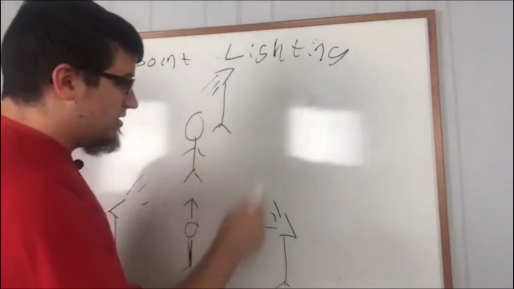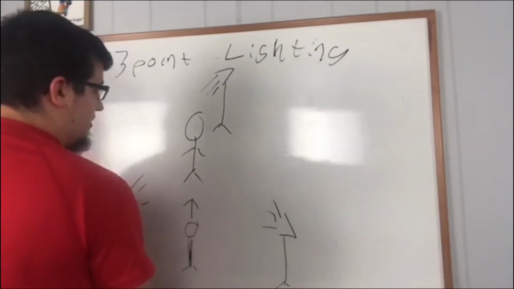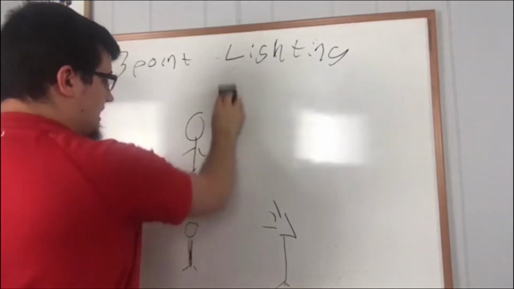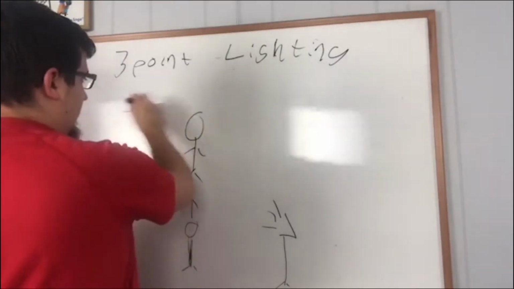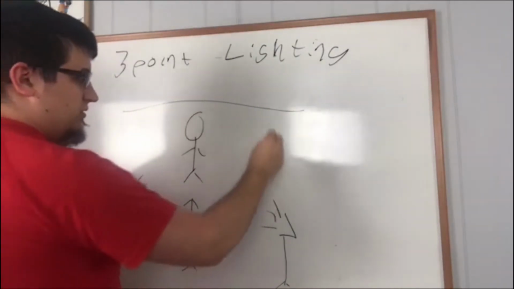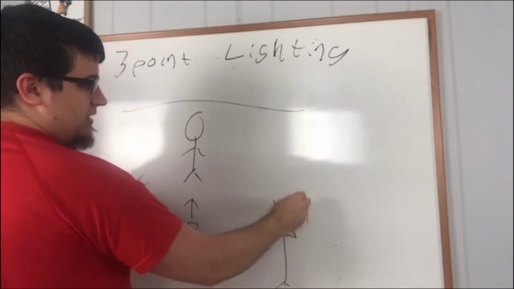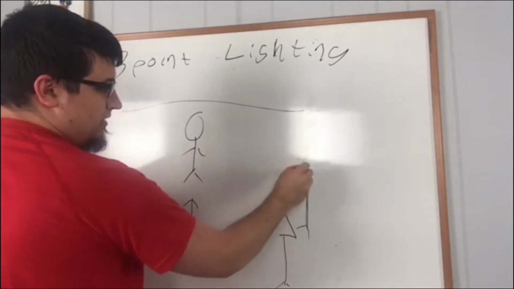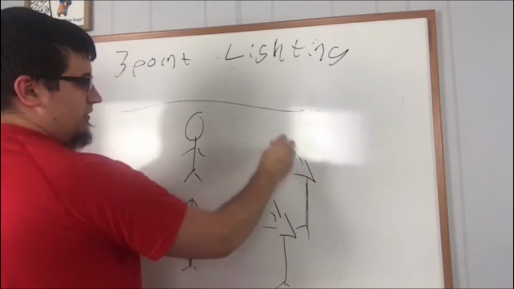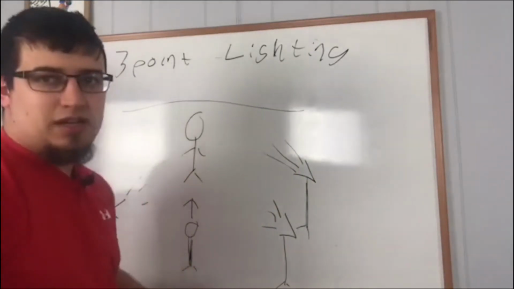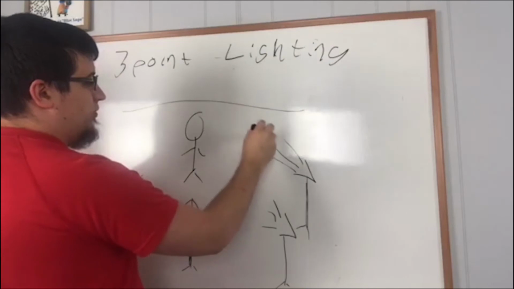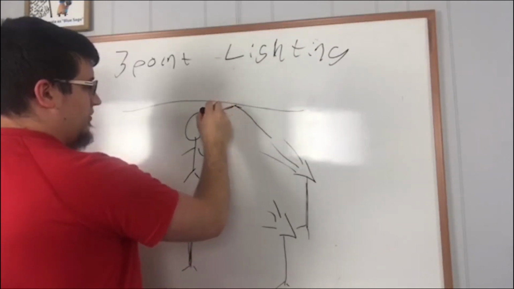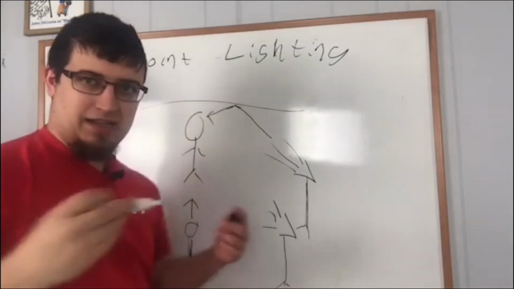Well, for me personally, and I'll even draw this up here for you guys. Let's say you don't have enough room back here, and you've got a wall. What you can do instead is have your backlight be over here, and you can shine it on the wall, and it will reflect off of the wall and still bounce behind you.